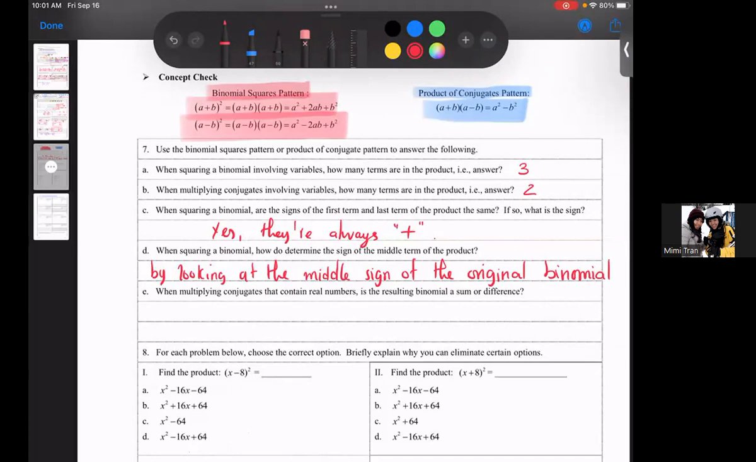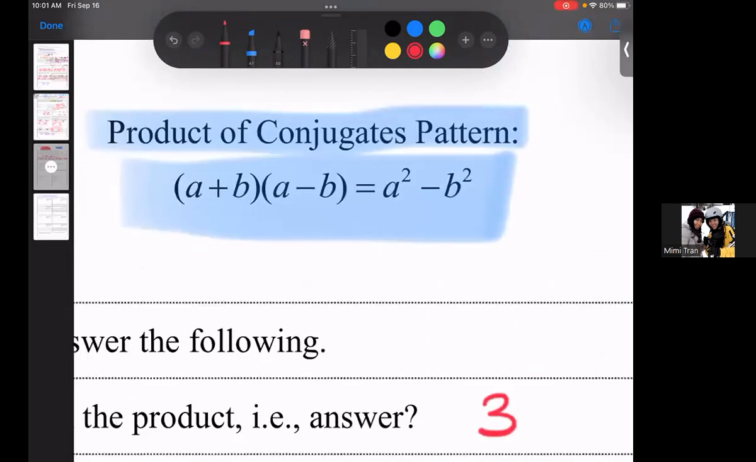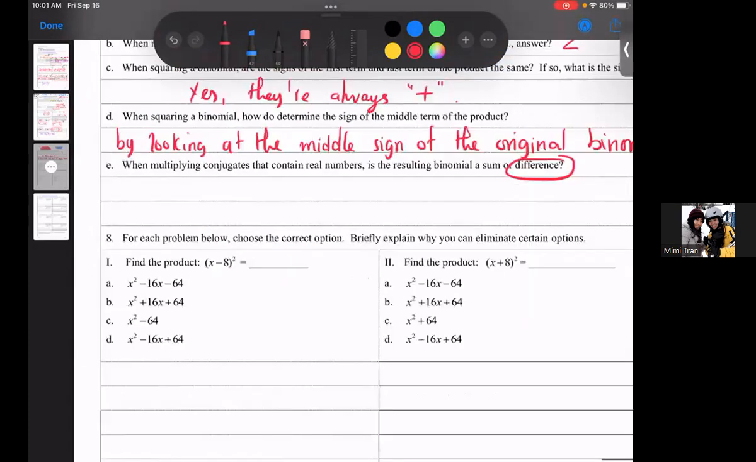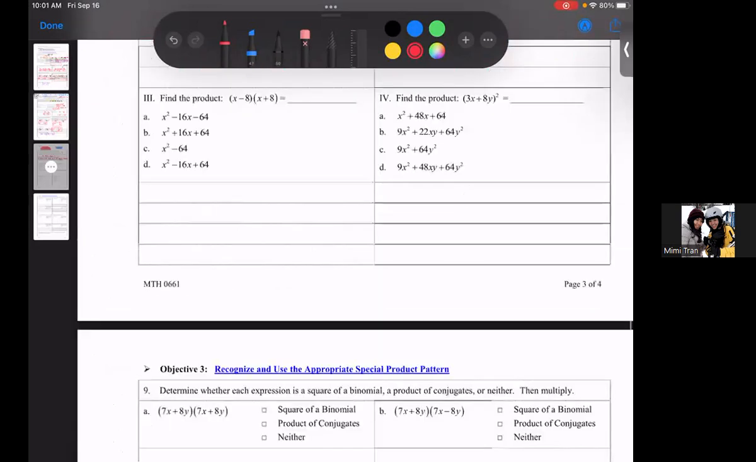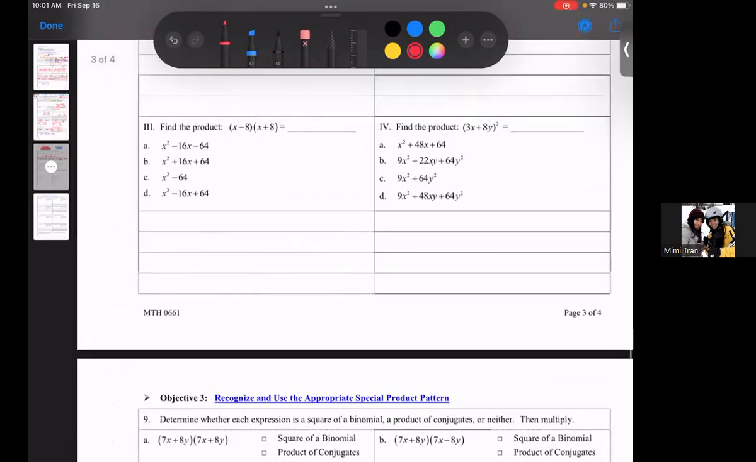Last one, when multiplying conjugates containing real numbers, is the resulting binomial a sum or a difference? When you multiply two conjugates, is the result a sum or a difference? What sign do you have here? Minus, right? So it's going to be a difference. If it's plus, then it's a sum.